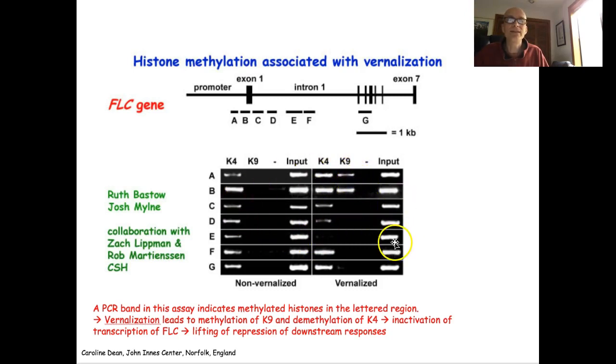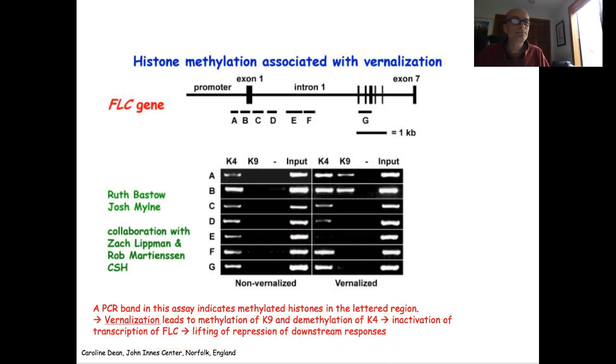And now remember that this is a deactivating gene, right? This is FLC. So we want to repress it so that it stops repressing the flowering when it's time to go into flowering mode. So FLC is being deactivated epigenetically so that it will lift its repression of SOC1 and then allow the plant to go through to flowering. So vernalization leads to methylation of K9 and demethylation of K4. That's this here. That leads to inactivation of transcription of FLC, lifting of repression of downstream responses.